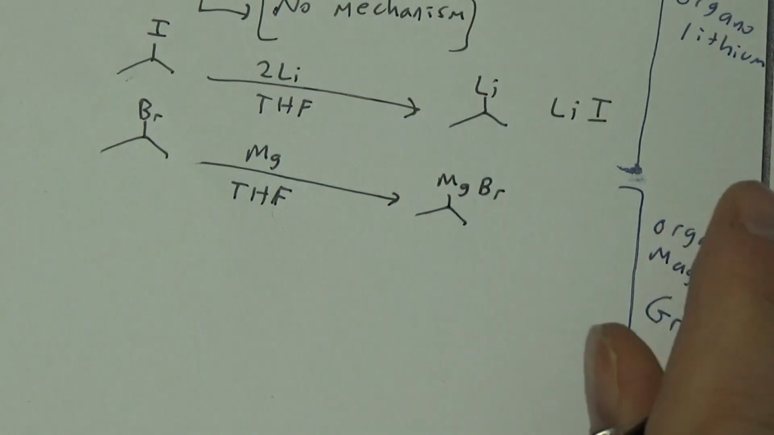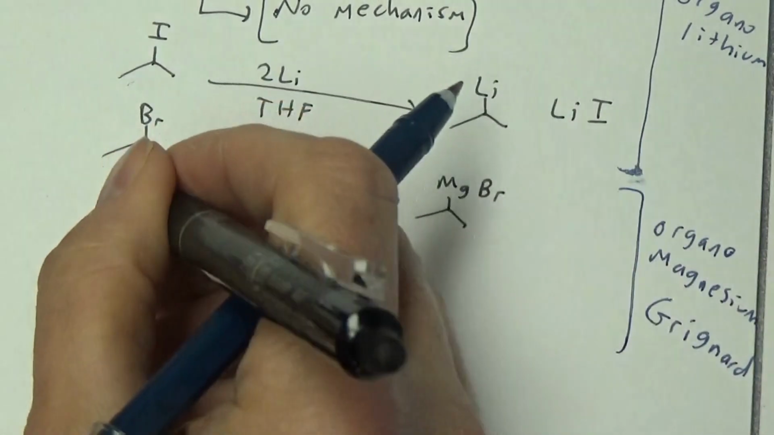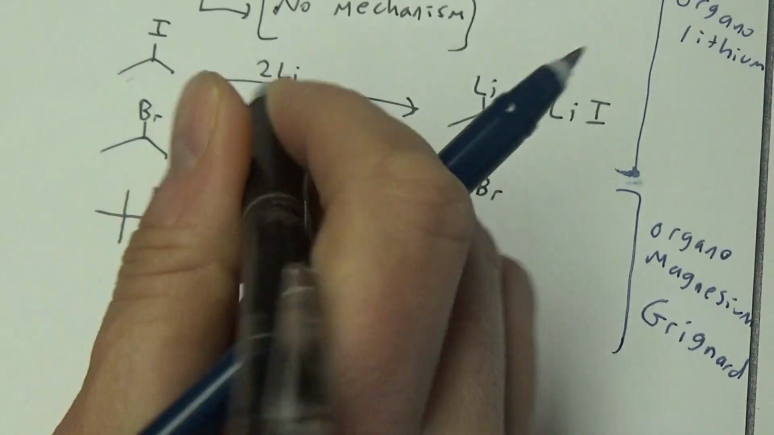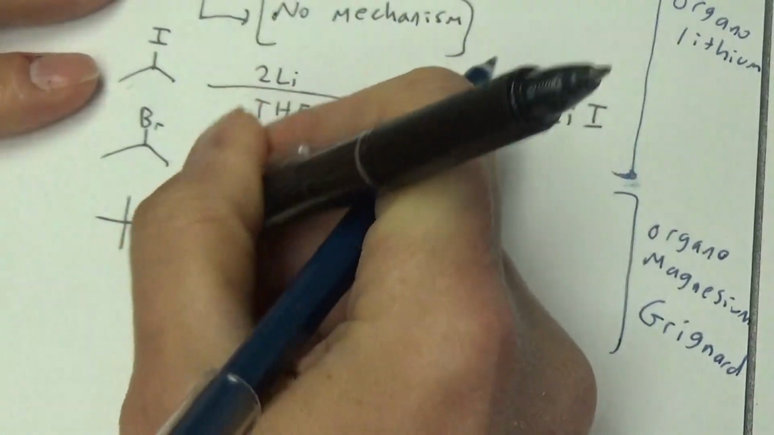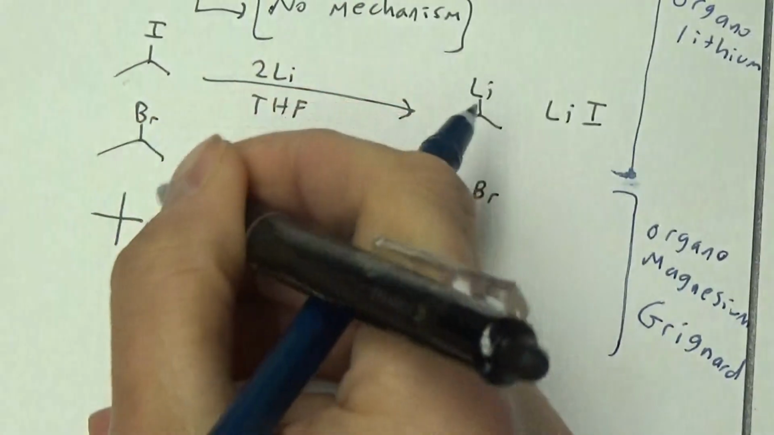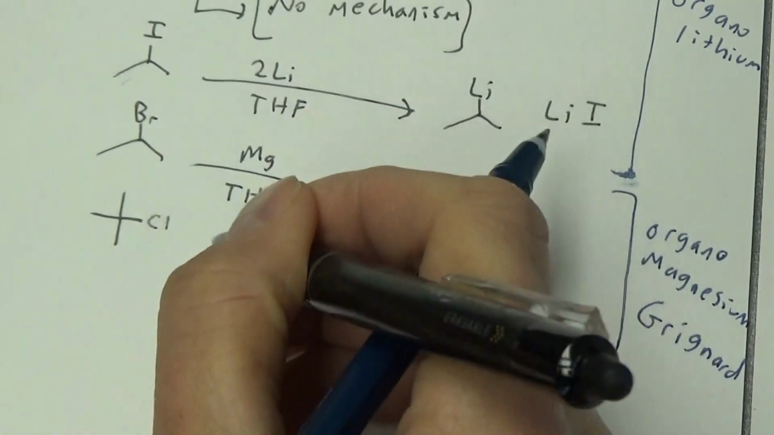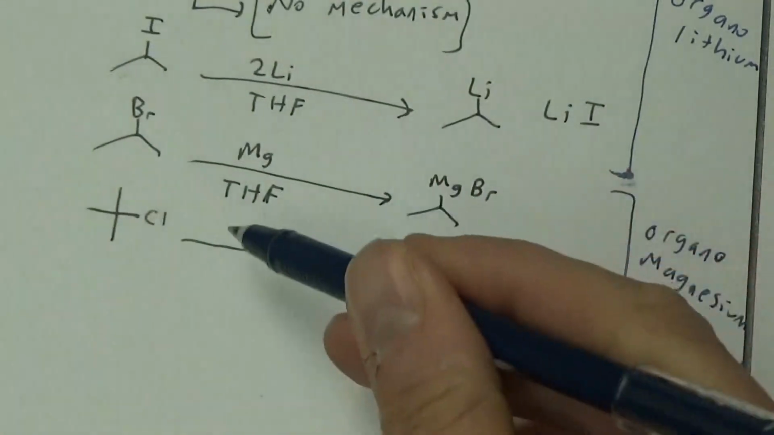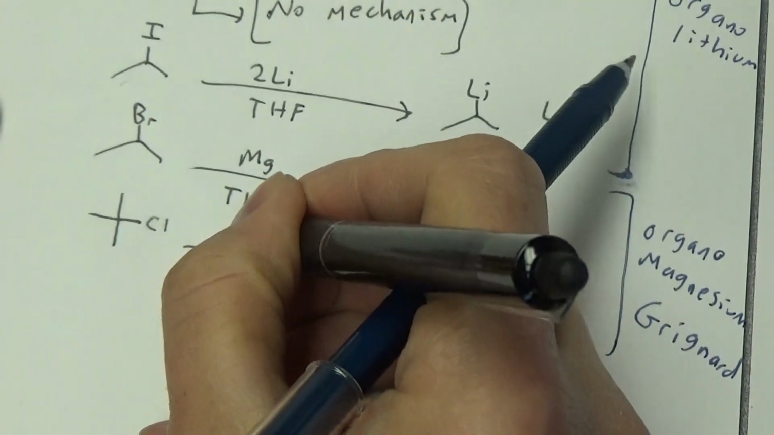All right, so what about tertiary? We always know, oh, tertiary are kind of weird. Maybe they don't do SN2 reactions and stuff. Well, this is not SN2 chemistry at all. I'll use a chlorine for this example. Mg, THF.